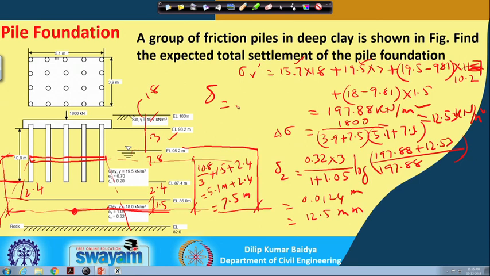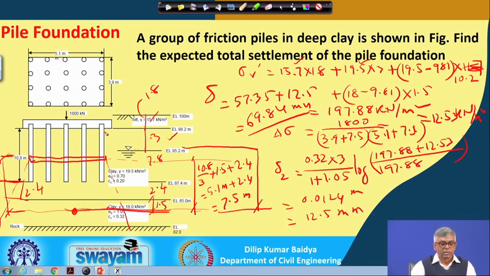So, delta 1 plus delta 2, the total settlement delta will be equal to, that means initially layer 1 delta 1 was 57.35 plus 12.5, these two together 69.84 millimeter. So, for this foundation, when loaded with 1800 kilonewton load, the total settlement for this compression layer, ignoring the elastic compression and considering only consolidation settlement, is 69 millimeter, that is 70 millimeter, close to 3 inches.